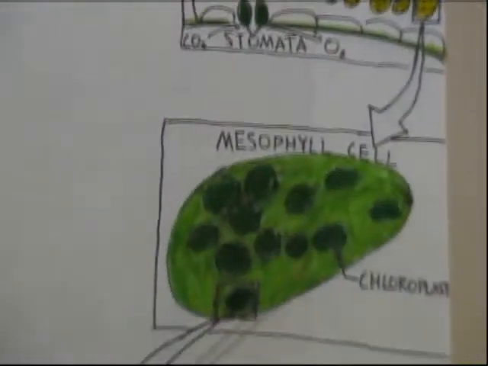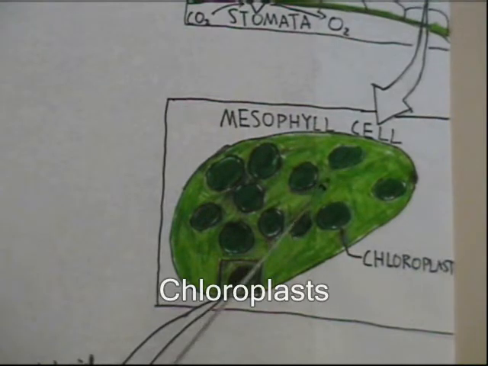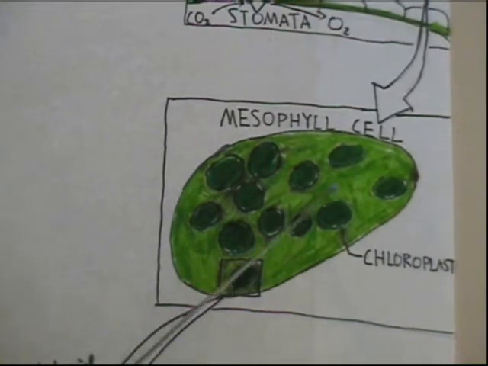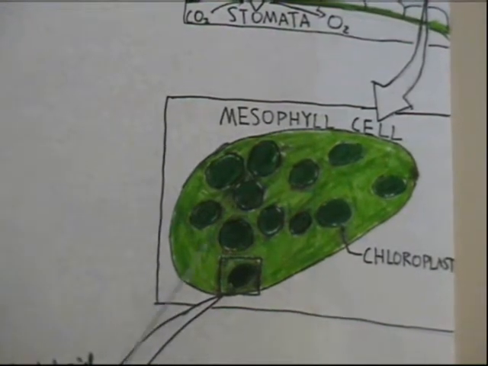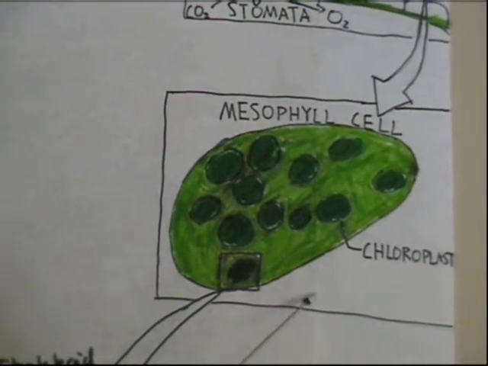Over here, we see a whole mesophyll cell, and as you can see, there are many chloroplasts within this cell. Chloroplasts are the organelle within the cell that perform photosynthesis. An organelle is a small structure inside each cell that has a specific function. Chloroplast's specific function is performing photosynthesis. But let's take a closer look at chloroplasts.